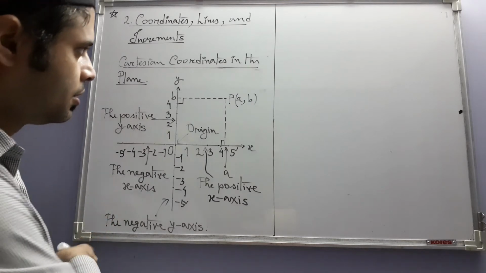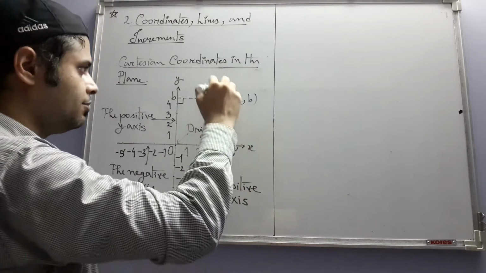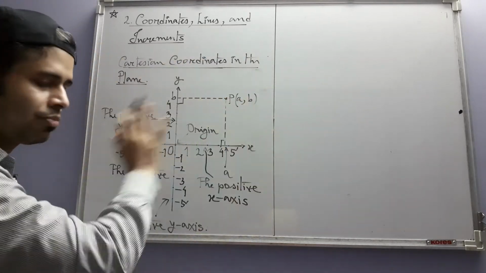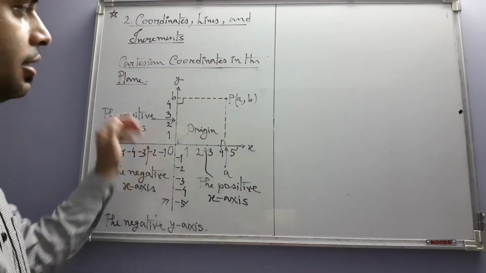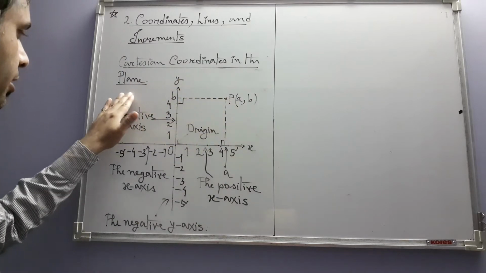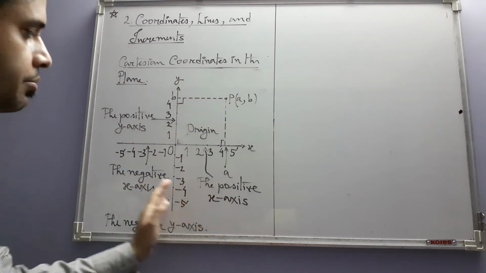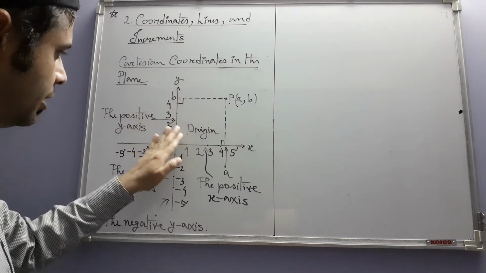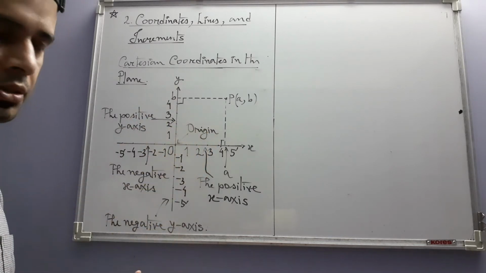Okay. Now the thing is that if you take an arbitrary point in the plane, that point can be anywhere. It can be here or here or here or here. It can also be at the origin, or it can be anywhere on the axis also.